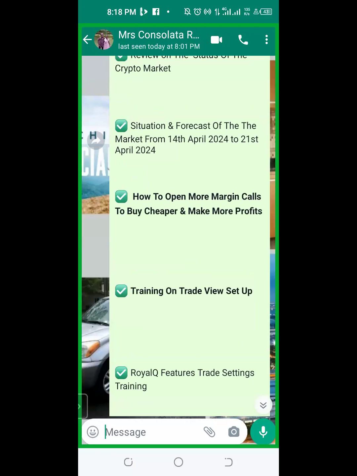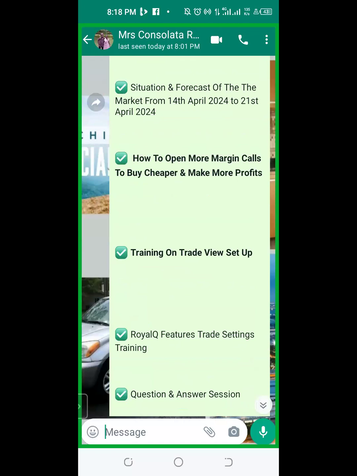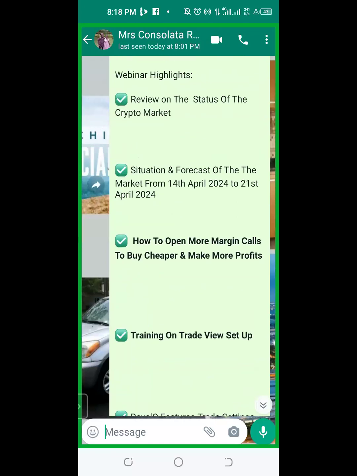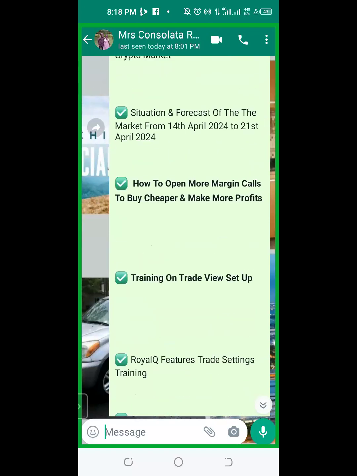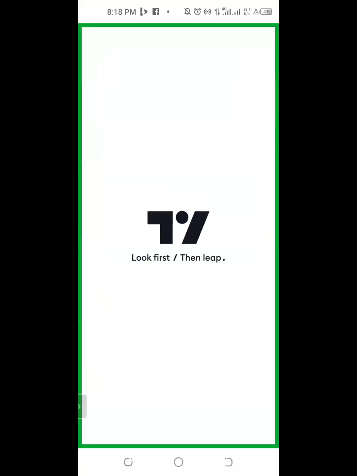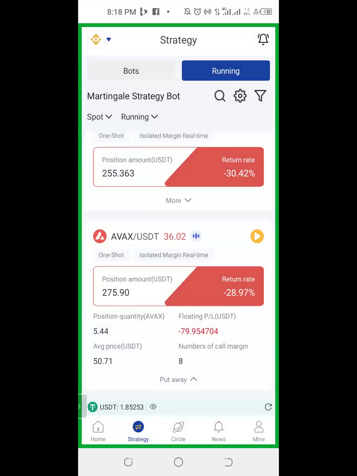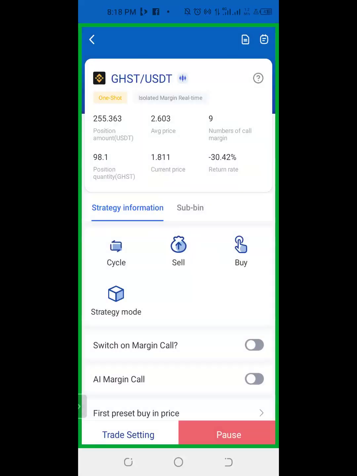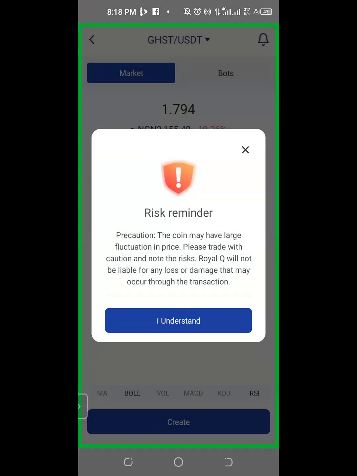I think I've already spoken about the RoyalQ features. That's what I want to talk about today. I've already talked about how to open margin calls to buy cheaper and make more profits. So the last thing I will be talking about, I will not be too long. Now, let me even use RoyalQ. Some of us don't really know how to use TradingView, because using TradingView requires training.